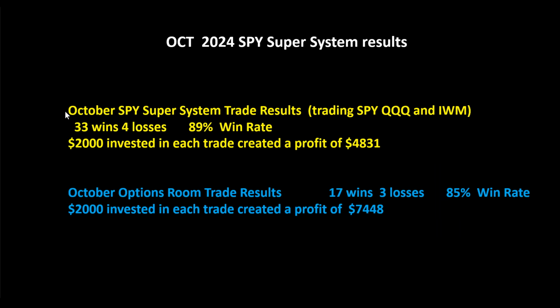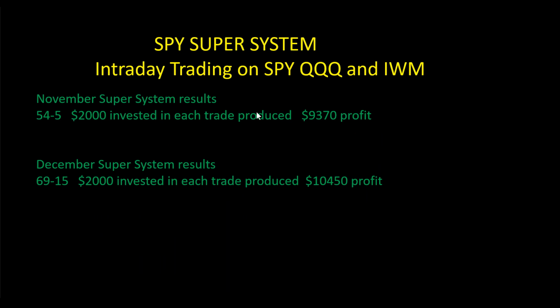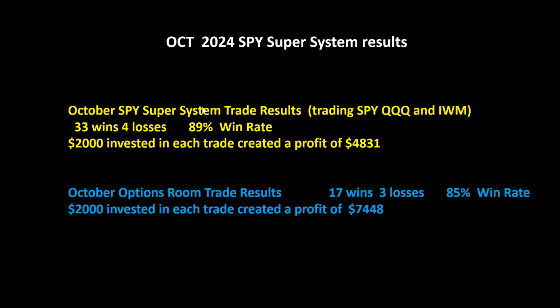Now, to understand the profits, the 74.48 I showed you here does not include any of the SPY Super System. So if we look at the October results here, we had 74.48. I pointed that out as the room trades, the swing trades, the ones that went out on alerts. For the Super System trades in the room, I had 33 and 4, 48.31 in October. So I had both of these. This does not include this. This is separate. It's a standalone strategy that day traders will use. Obviously, you've got to be able to day trade because we have a lot of trades.